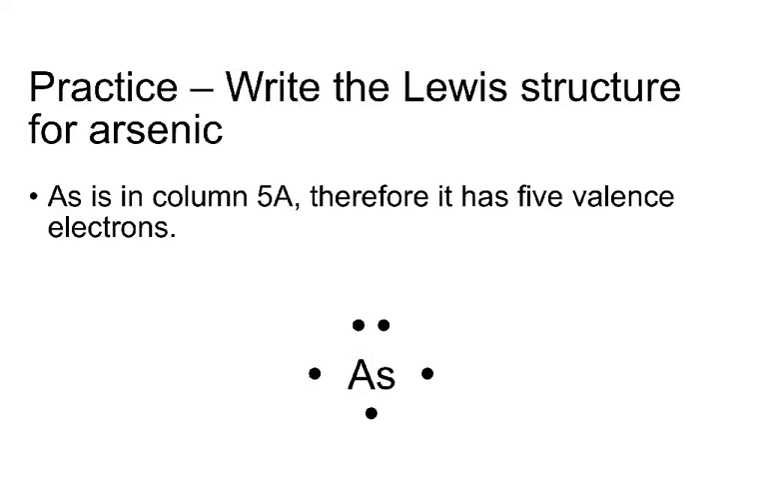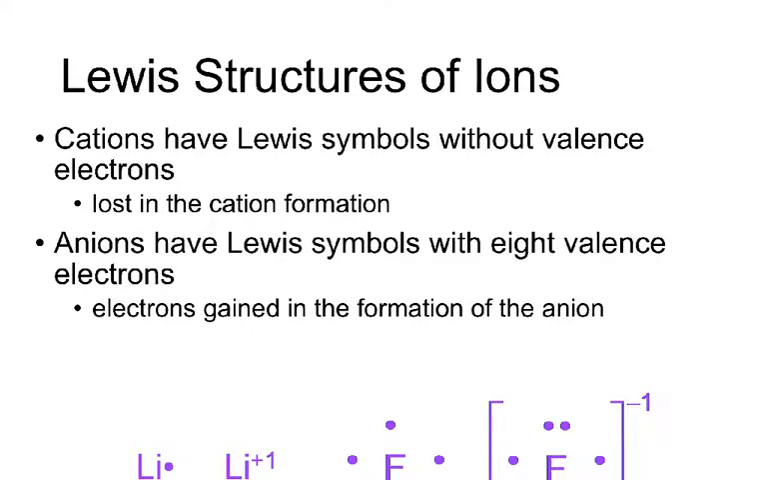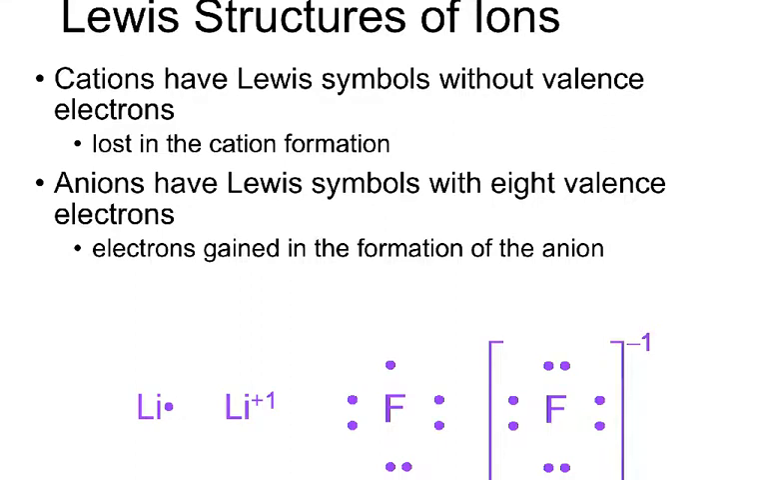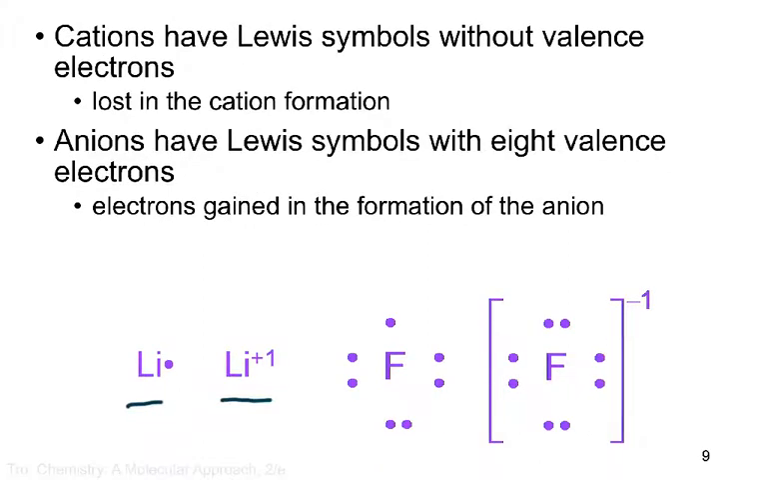That makes no difference. Right, for ions, remember they're going to have the same electron structure as a noble gas. Cations lose their valence electron when the cation is formed, and so they're not going to have any dots around them. So here's lithium metal. Here is the lithium ion. You can just write the +1 charge. Anions are going to have the 8 valence electrons around them. And then to indicate the charge, we're going to put these square brackets and then indicate that it's a -1 charge in the case of fluoride.